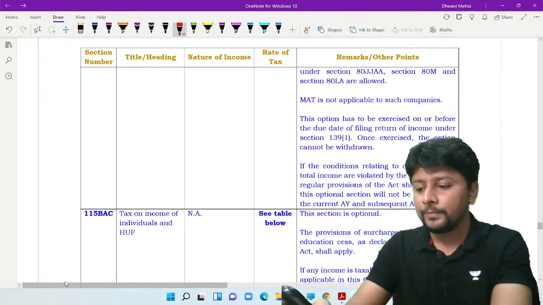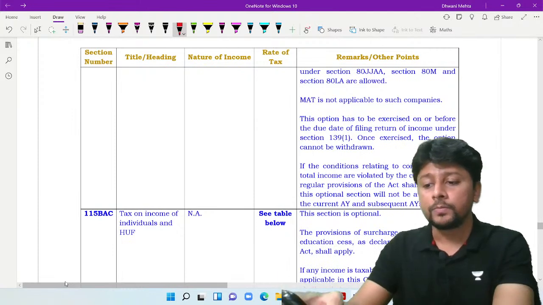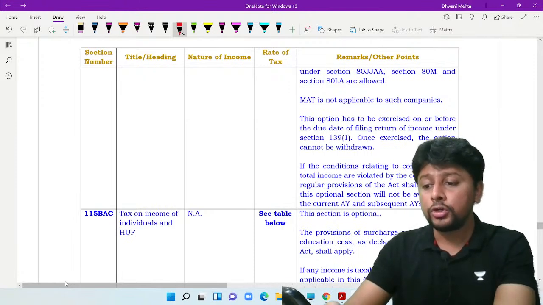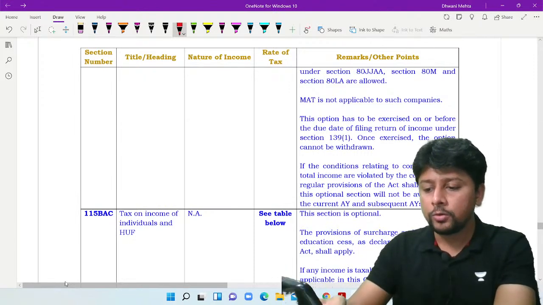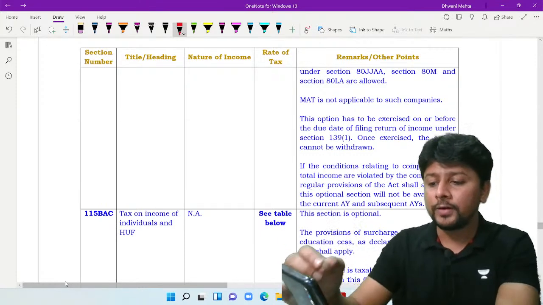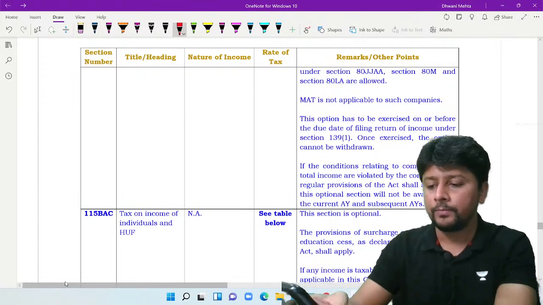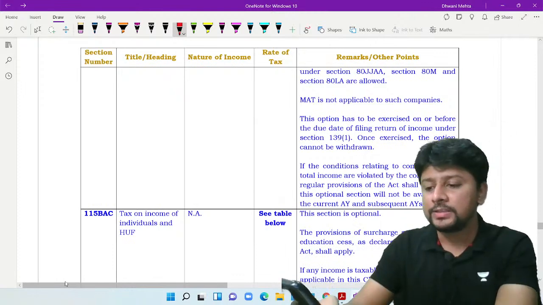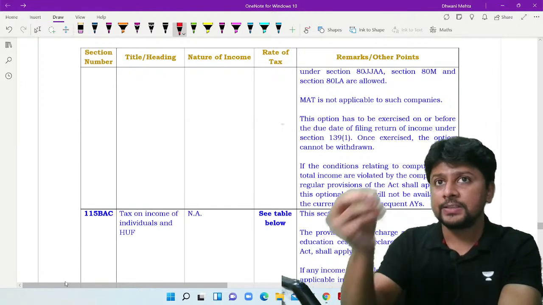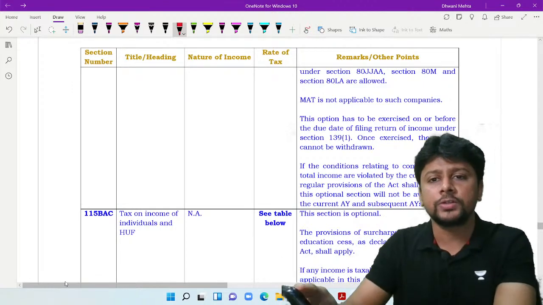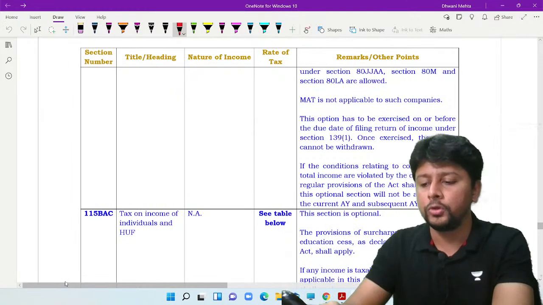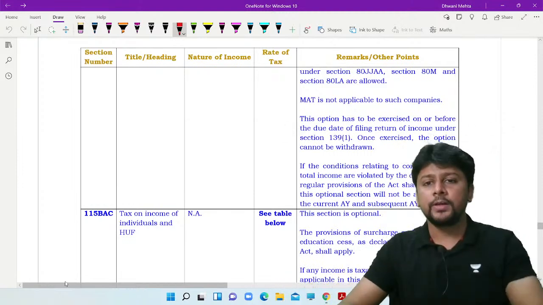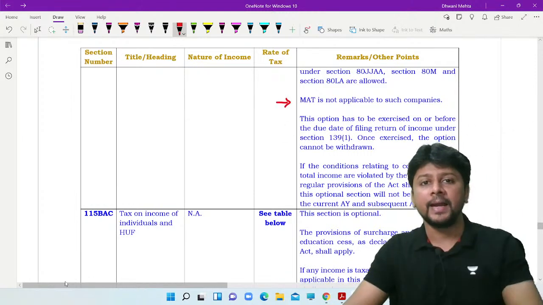This is a section which is applicable to new companies. If you are talking about new companies, then the question of brought forward MAT credit will never apply. Brought forward MAT credit will apply to existing companies. This is a company which has just been incorporated on or after October 2019. So no MAT credit is available. One thing is sure, MAT will not apply. You will not be liable to pay MAT.